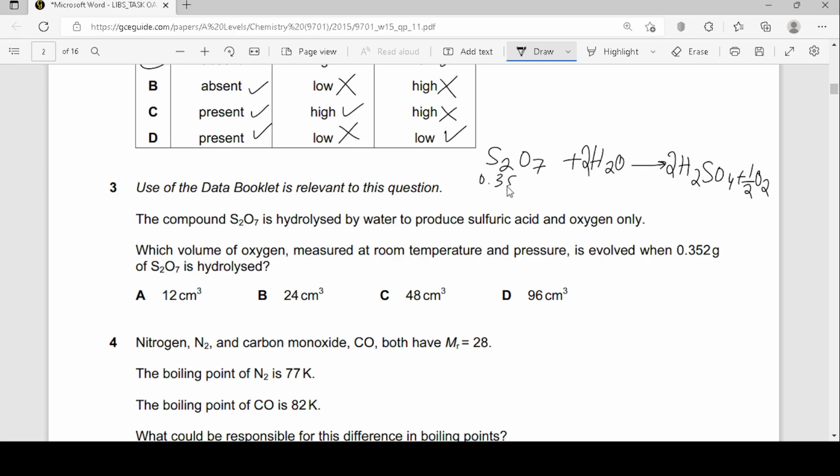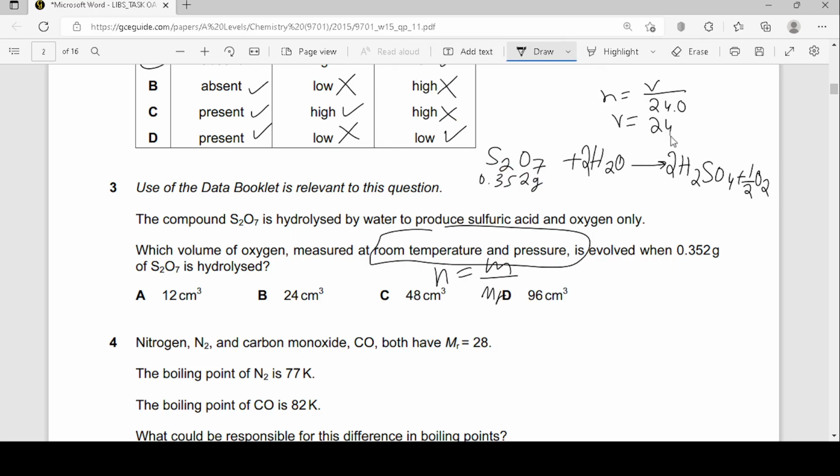Which volume of oxygen measured at room temperature and pressure is evolved when 0.352 grams of S2O7 is hydrolyzed? So I have 0.352 grams. So what is my thought process? My thought process is I can find out what the MR of this compound is. Then when I find out the MR, I can use the formula n equals m over MR, so moles equals mass over MR, to find the moles of this compound. Then the ratio of this to oxygen is 1 to 1 by 2, which means if I divide the moles of S2O7 by 2, I'll get the moles of oxygen produced, right? And they said it's at room temperature and pressure, right? So you can use the formula n equals volume over 24, because they have stated that it is room temperature and pressure.